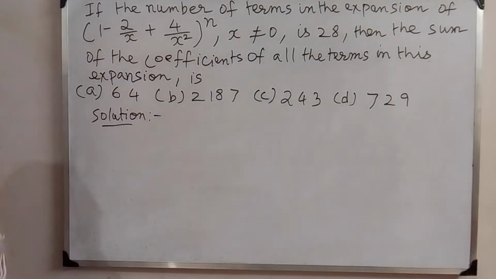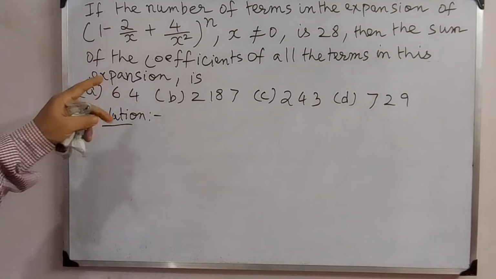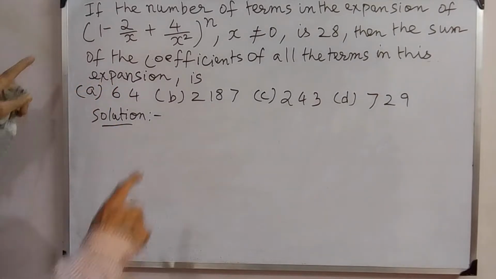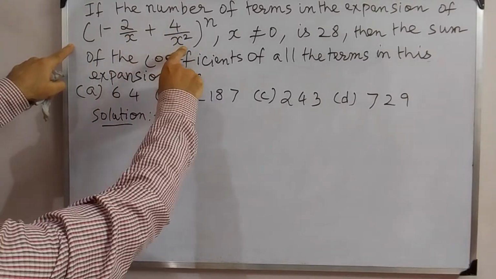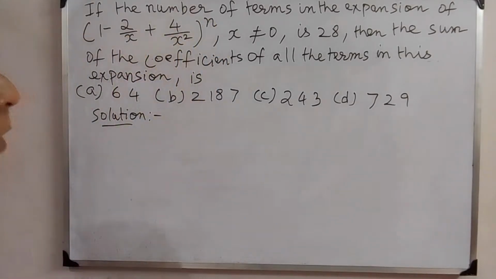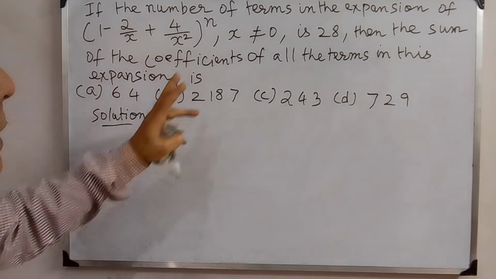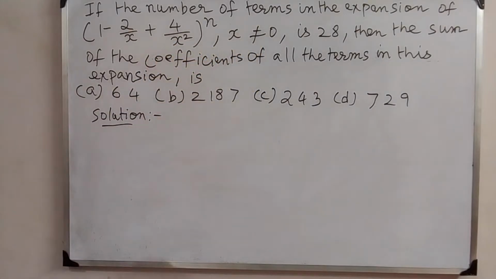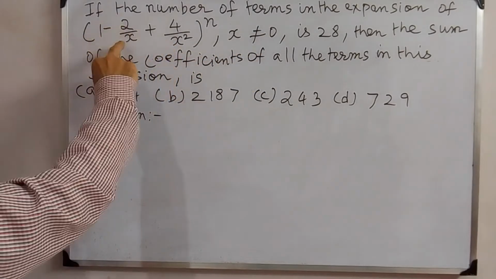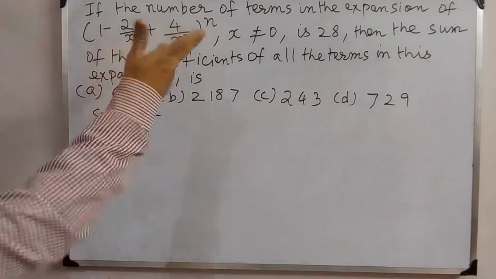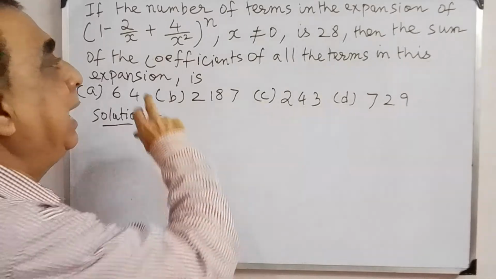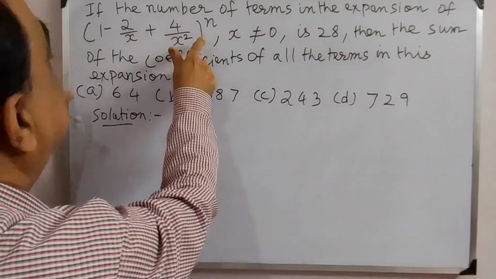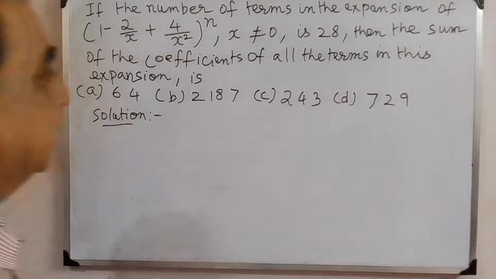Now see here, what is the sum saying? Here the sum is saying that there is an expression like this: (1 − 2/x + 4/x²) raised to the power n. n is a number which is not given to us. Here it is told that x is not equal to 0, because if x were equal to 0, then 2/x and 4/x² would have no meaning. So x ≠ 0 is being told to us. And the number of terms in the expansion of this is equal to 28.